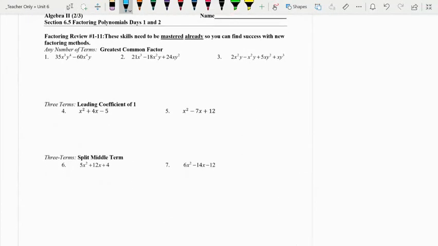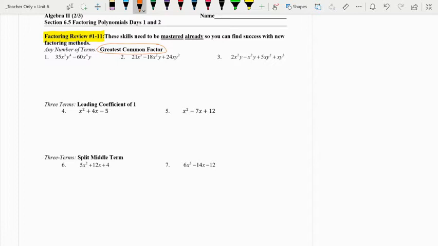All right, so the first thing that we are going to really focus on is more of a review of factoring, which is numbers 1 through 11. So first thing that we're going to talk about is the greatest common factor. All right, when we do that, that's what we can pull out of everything.